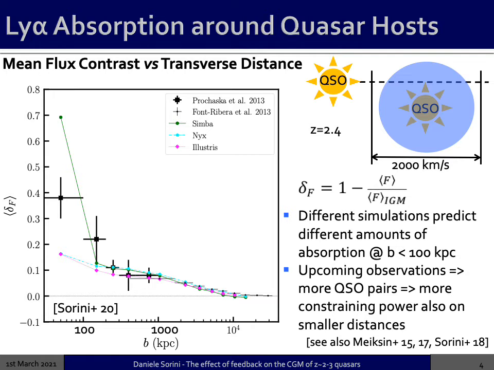Within 100 kiloparsec, Simba predicts much more absorption, but all simulations tend to agree as one moves away from the quasar. On large scales, the data are very constraining, but less so closer to the quasar, owing to the smaller quasar pair statistics. However, upcoming observations, such as WEAVE, in which I'm currently involved, promise to obtain many more close quasar pairs, such that the error bars will shrink within 1 megaparsec from quasars, hence giving us more constraining power also on smaller distances. So this is an exciting prospect for the future.